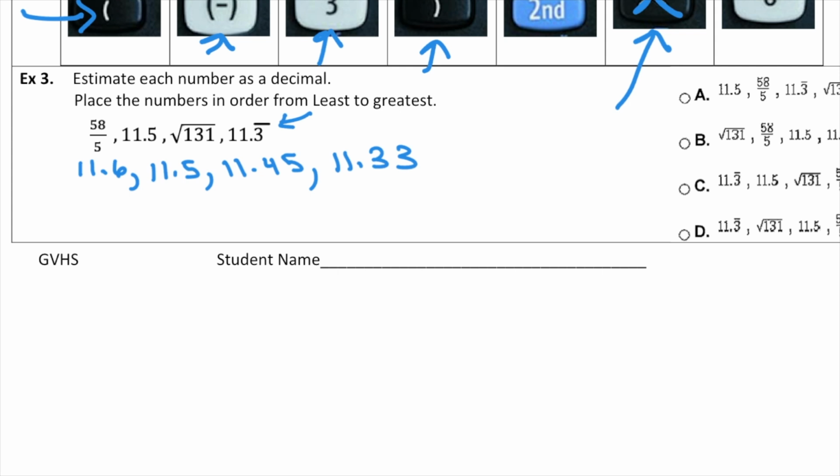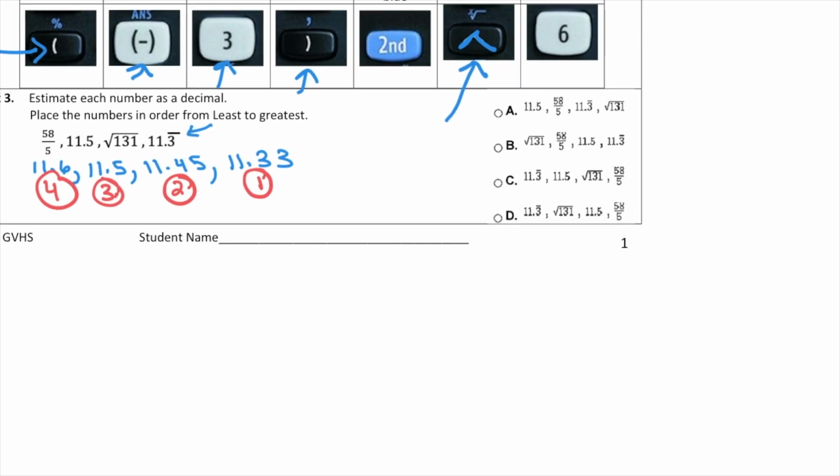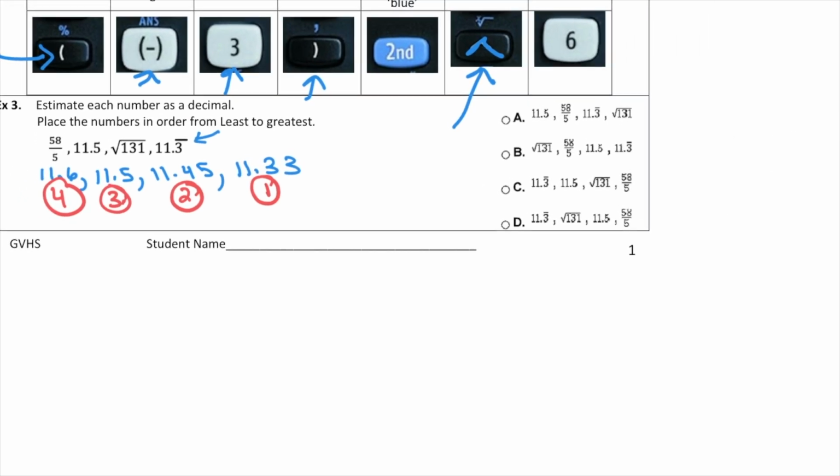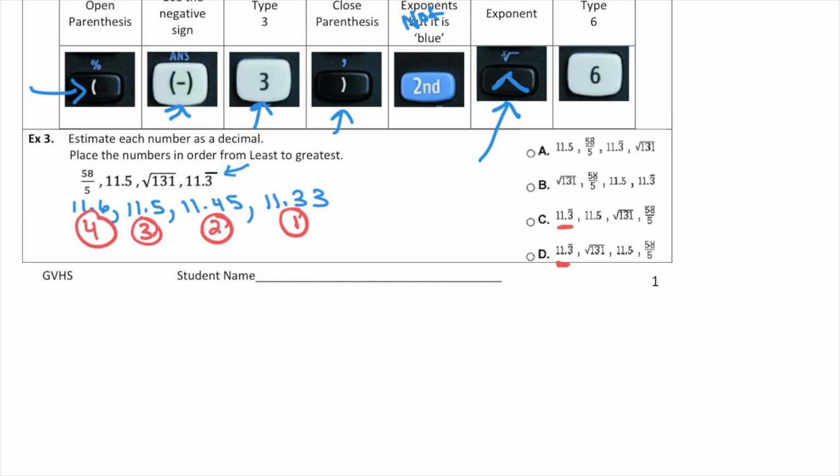Now we want to put our numbers in least to greatest, least being the smallest amount. So the first number is your 11.33, your second 11.45, then your third and fourth numbers. And usually these problems are going to be a multiple choice set. So look for either C or D. Pick the correct answer either using C or D.